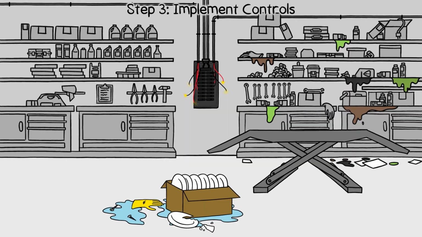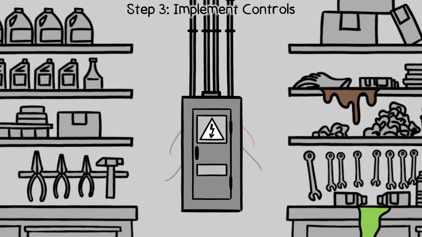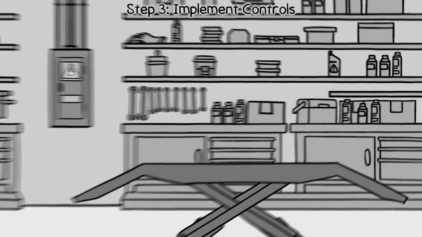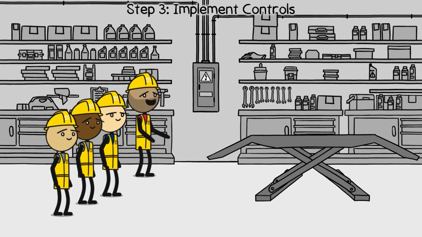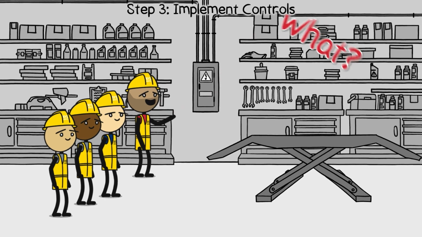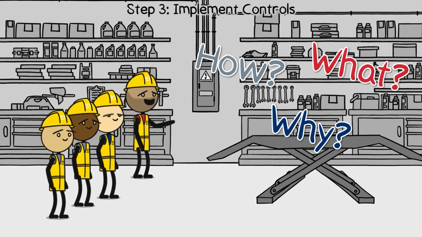Now is the time to implement the controls that have been selected. This step can take time, especially if you must order materials like guarding. When controls are implemented, it is critical that all affected employees have a clear understanding of what controls were selected and why and how this will impact their work.